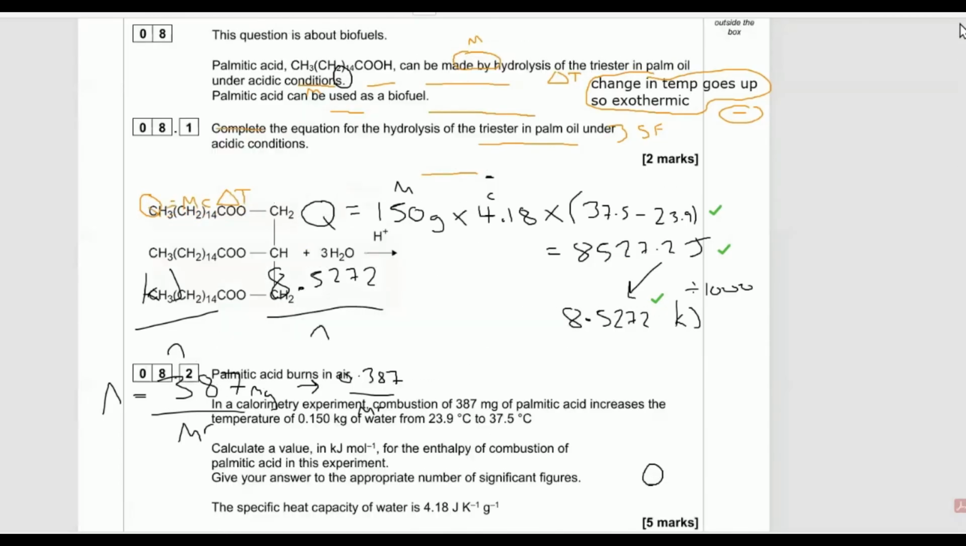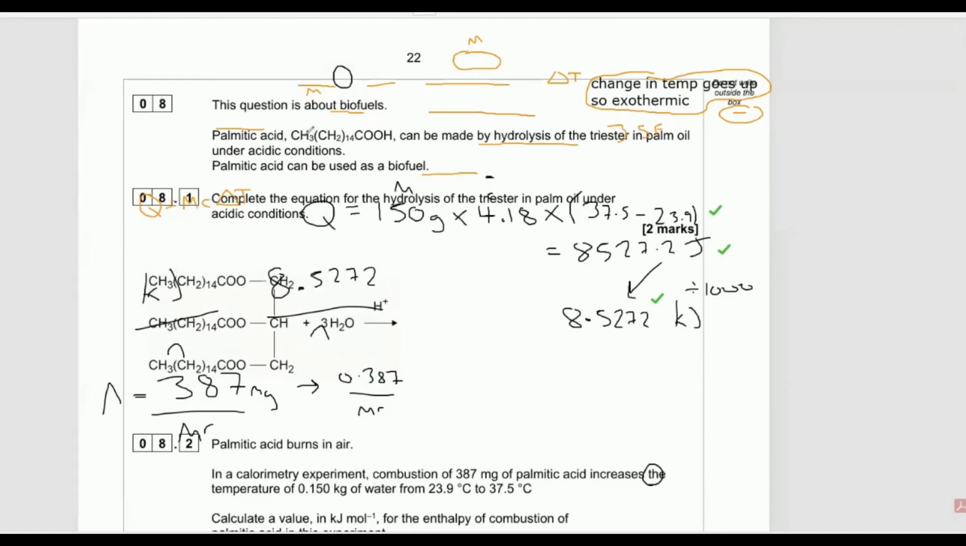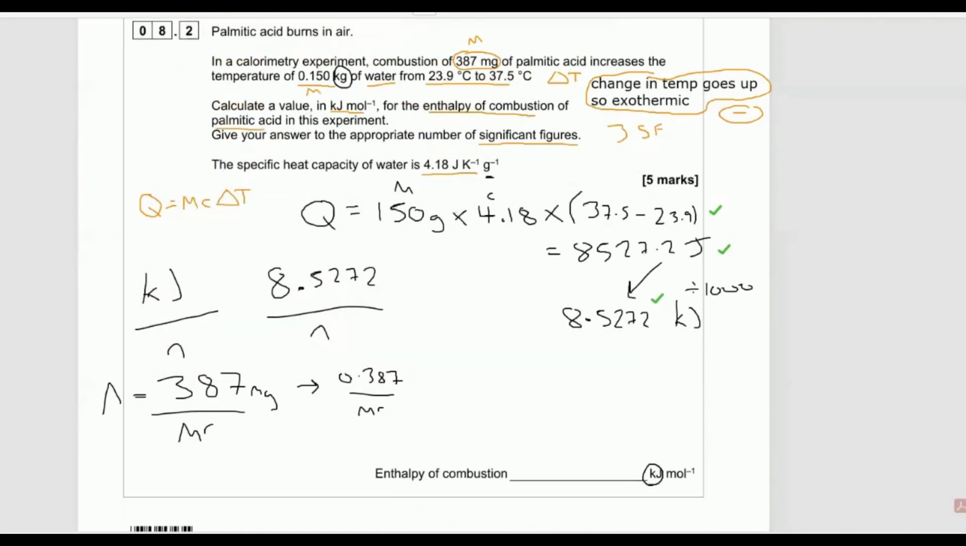So at this point, you'd have definitely secured 3 marks, but it's quite difficult now. You've got to look at the formula of palmitic acid. See up here, it's CH3, CH2 14, COOH. You've got to work that out yourself, and it doesn't really give you too much of a hint there, other than the fact that you've been given the mass of palmitic acid. You should work out, I need the moles because my answer is per mole. So you're going to need to work out the Mr.